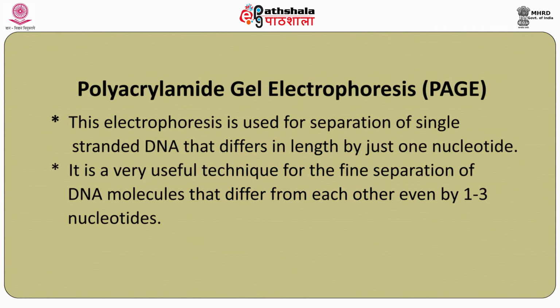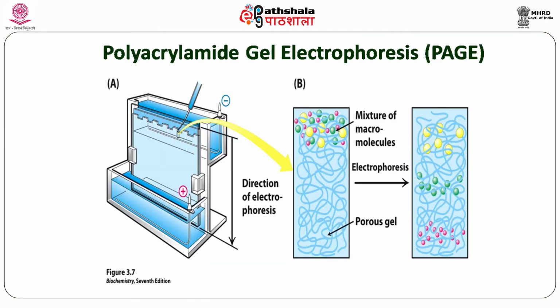What is polyacrylamide gel electrophoresis? You know, it's otherwise called PAGE. This electrophoresis, which is commonly used, is used for separation of single-stranded DNA that differs in length by just one nucleotide. It is a very useful technique for the fine separation of DNA molecules that differ from each other even by 1 to 3 nucleotides. It's quite interesting, isn't it?